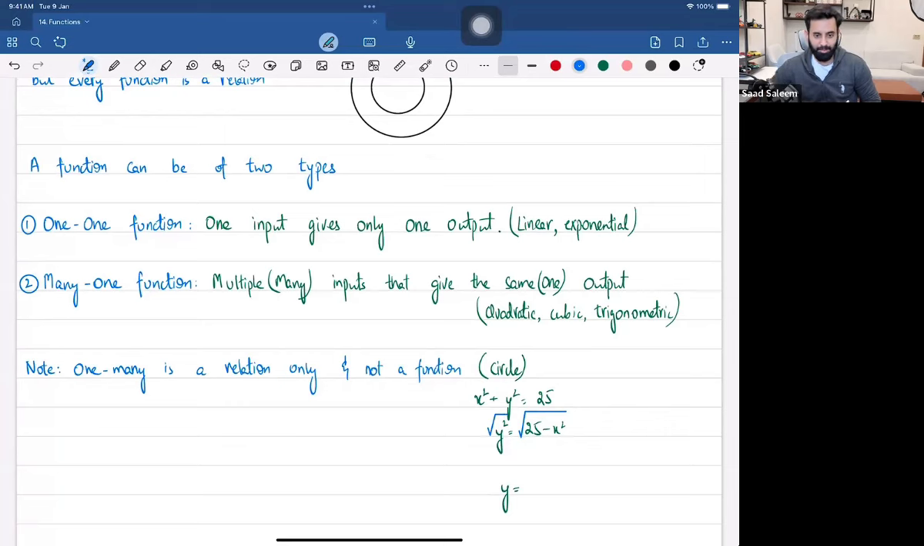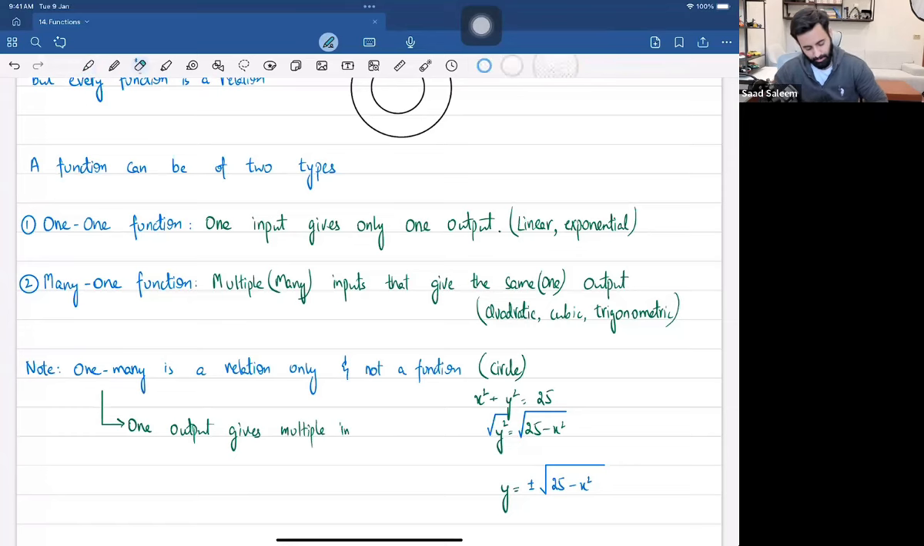When you take the square root on both sides, you write plus minus, and that is why you get two outputs. You take one input, you get two outputs, sorry. You will get one output with the positive square root and one output with the negative square root. Okay, so that's what one to many basically means. This means that one input gives multiple outputs. I said it the wrong way around, one input gives multiple outputs.